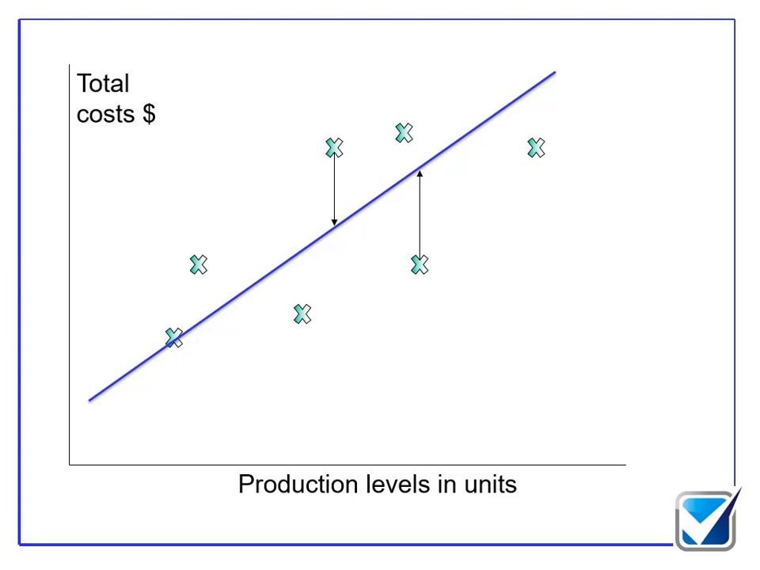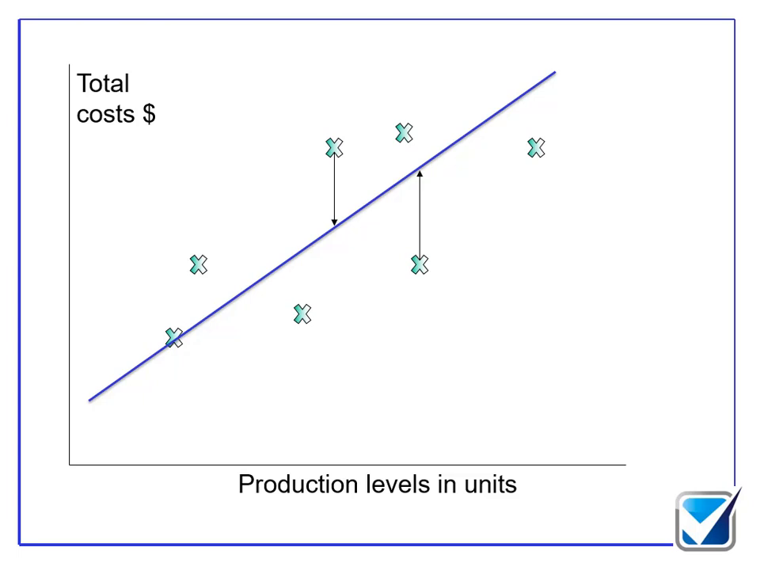Brilliant, I get that, Ed, that's a wonderful idea. However, how do you find that line and what does it mean? Well, that line is found through the technique that we call regression analysis, and we're going to have a look at the regression formula and go through an example to show you how it works.